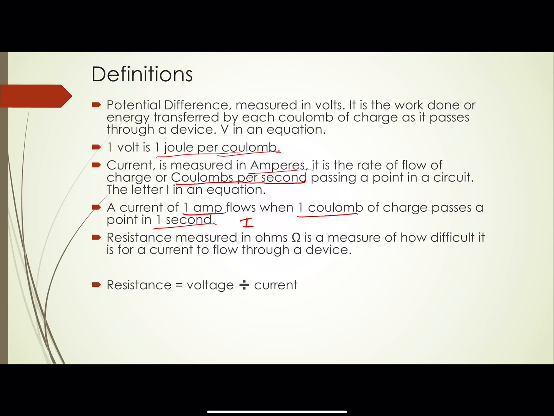Resistance is measured in ohms, which is that little bridge symbol. It's a measure of how difficult it is for a current to flow through a device. We get the equation from Ohm's law.